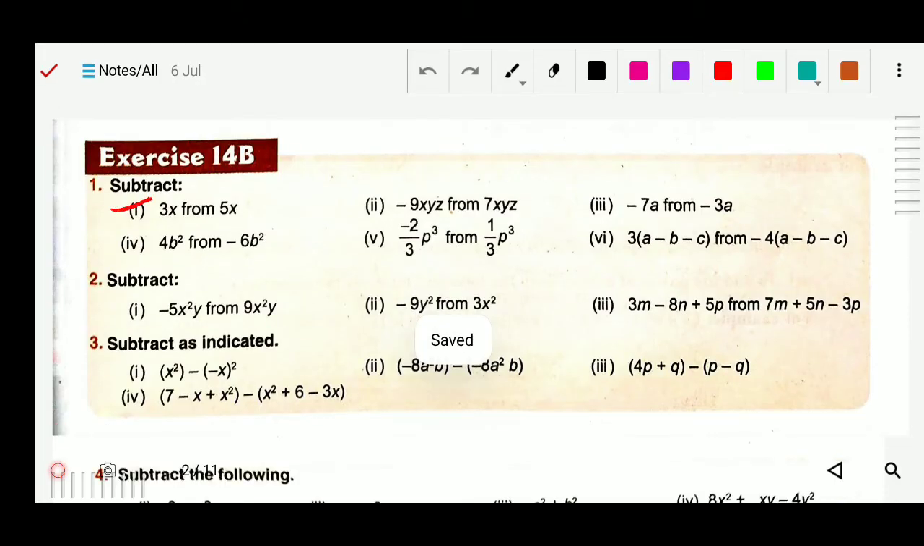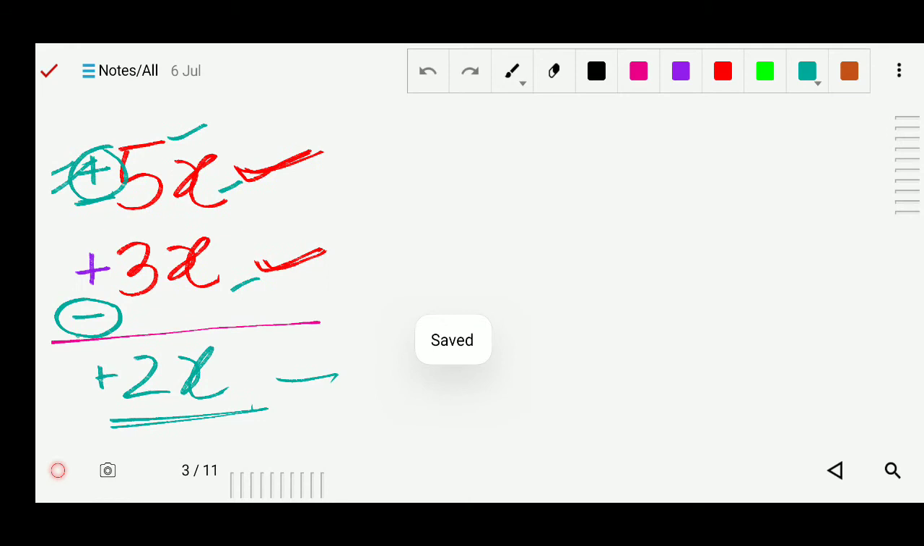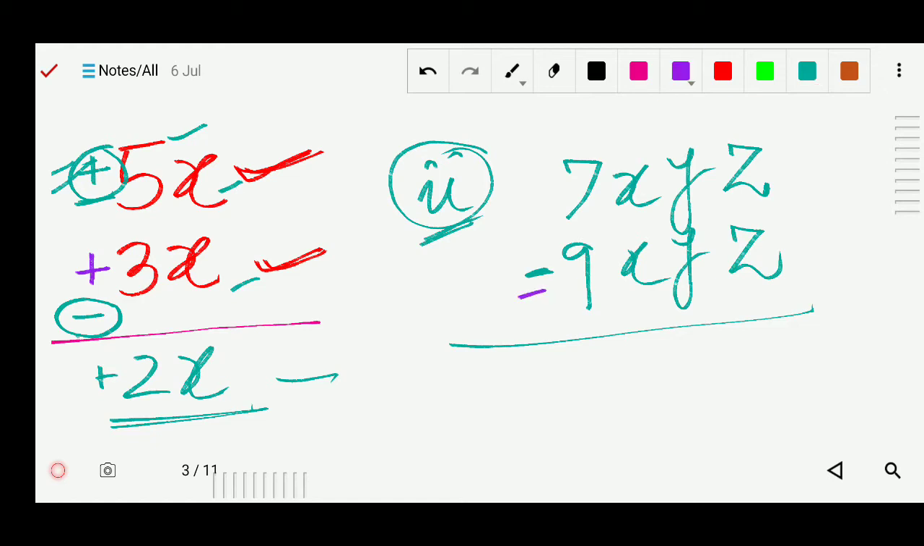Question number 2, minus 9xyz from 7xyz. So first of all we will write in the row, column wise we will write the similar terms, like terms. So first 7xyz, and we have to subtract minus 9xyz. This sign always you have to write here, the minus sign, so must mention the minus sign.